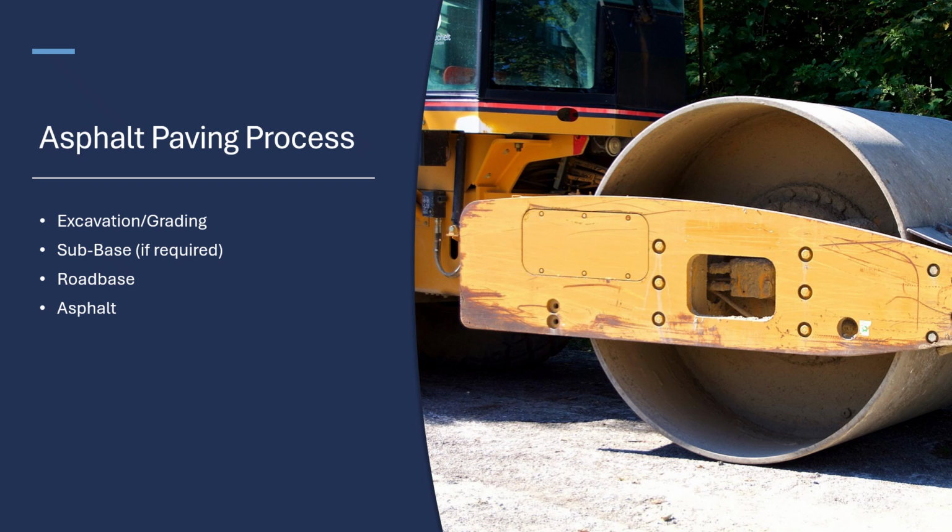And so if you are installing subbase in 4-inch lifts, if we go back to that 10-inch example, it's going to be 4 inches. You're going to compact it, and then 4 more inches, and then compact it, and then 2 inches, and then compact it again. And then you'll install your road base, and it's going to follow a similar process of installing it in lifts when required and compaction when required. And then you're going to install your asphalt.